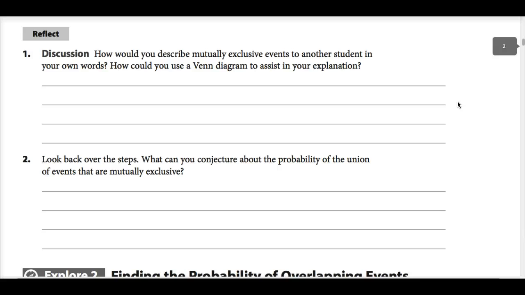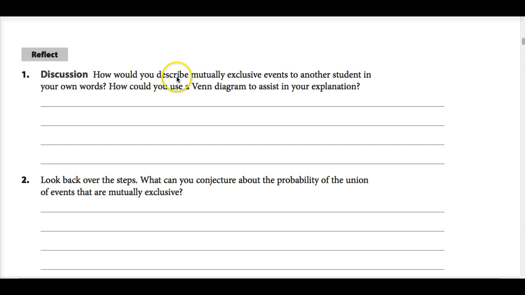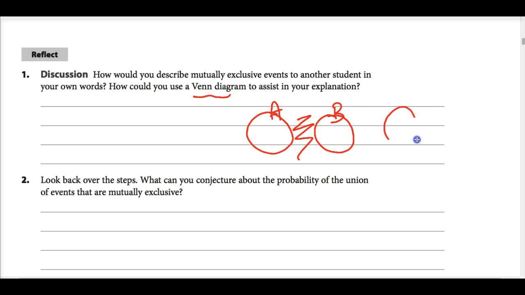Now let's scroll down. Again, let's look at the reflection question. How would you describe mutually exclusive events to another student? This is a really good one. I already showed you how to use the Venn diagram to assist in your explanation. It's kind of like group A and group B, and there's nothing in between that's the same. So you can create 2 separate circles. It's different from this, because when you have something like that, you need to have something in common over there. But for the other part, how would you describe mutually exclusive events to another student in your own words? I want you to go ahead and try that and see if you can do that. All right.